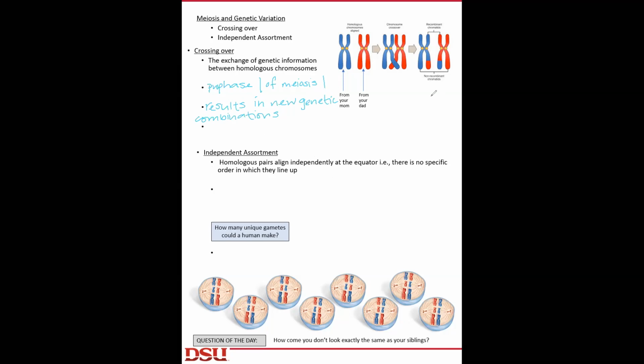Even though this little image here is only showing it happen at this one place, crossing over actually happens at multiple points along the chromosome. So, you know, it can happen all along here, all over, where these are going to switch places, okay?